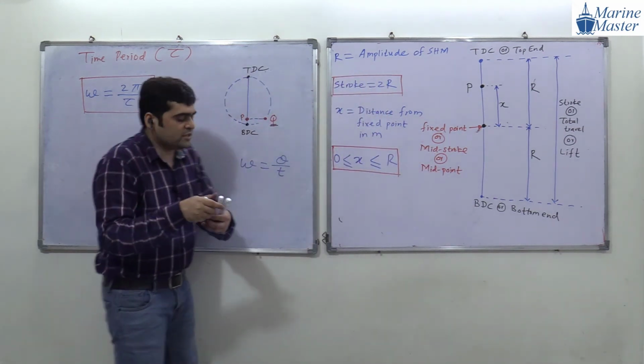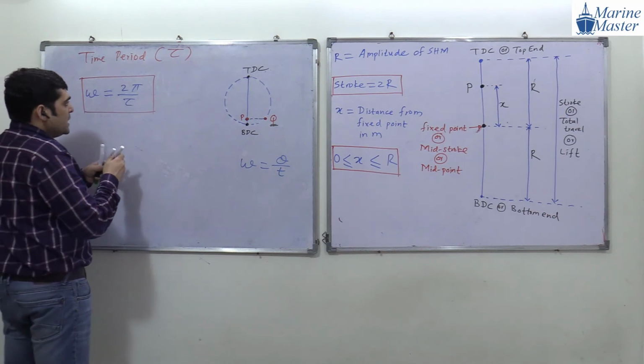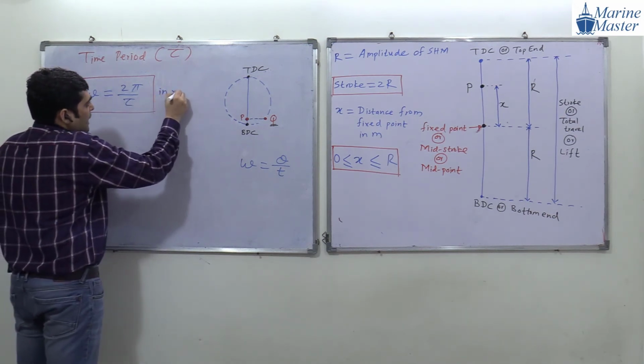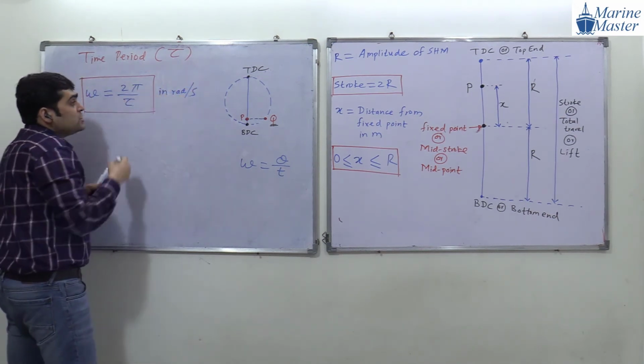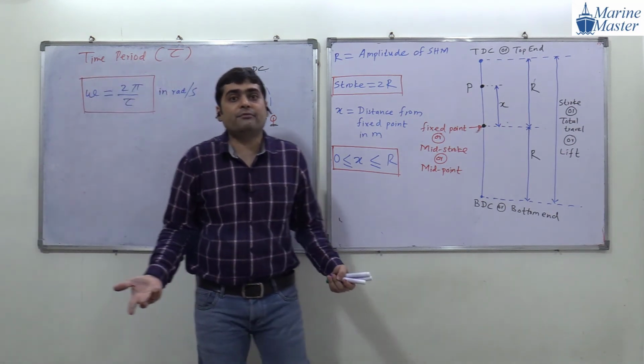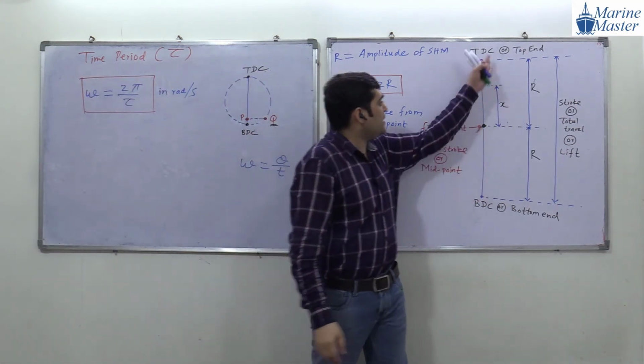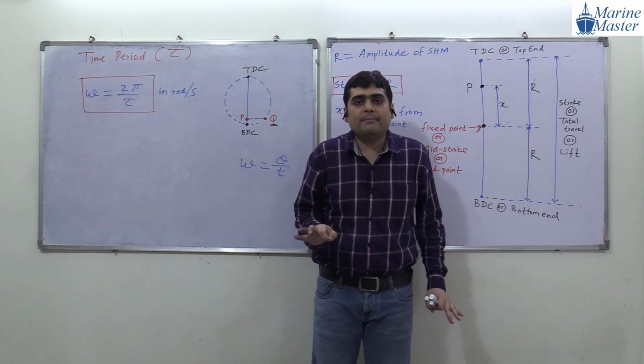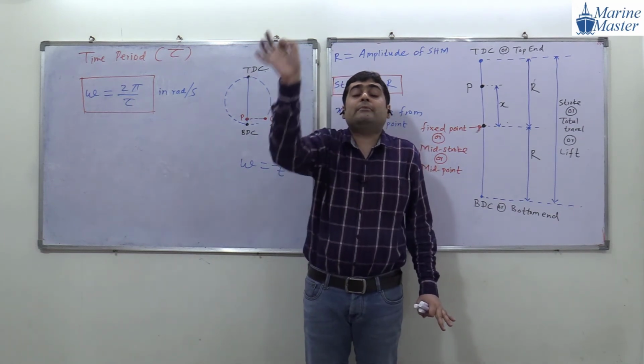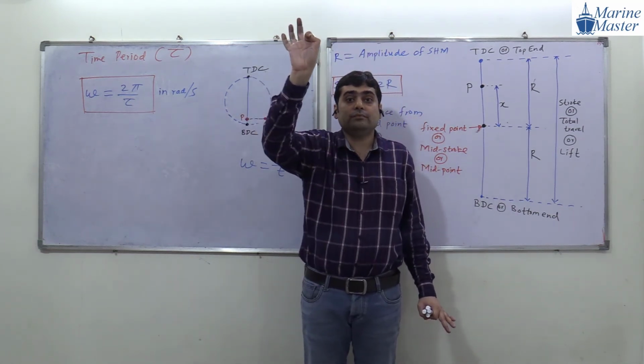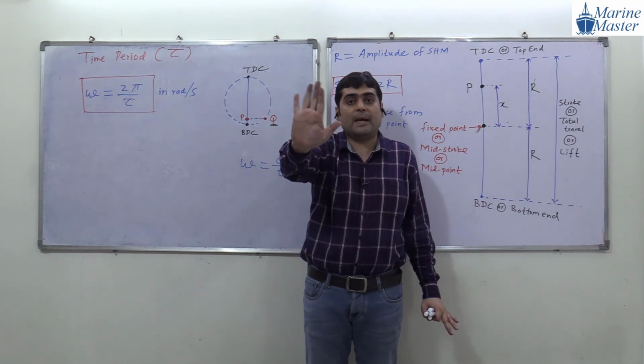Anyone have any doubt in this discussion, guys? Anyone have any doubt in this formula? In radian per second. Otherwise you may think, sir, what is meant by 2 pi? 2 pi is not here on this drawing. 2 pi means angle covered by that imaginary point Q. Okay, guys, you got the meaning of 2 pi?